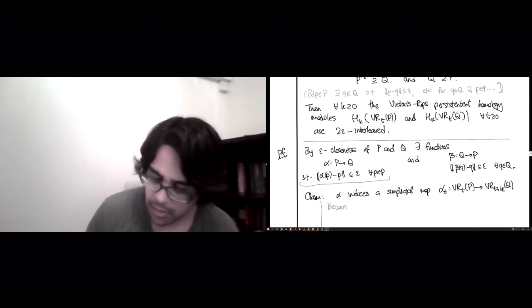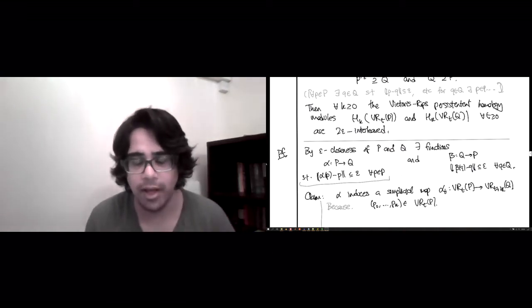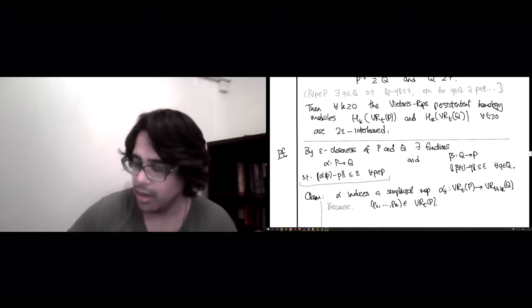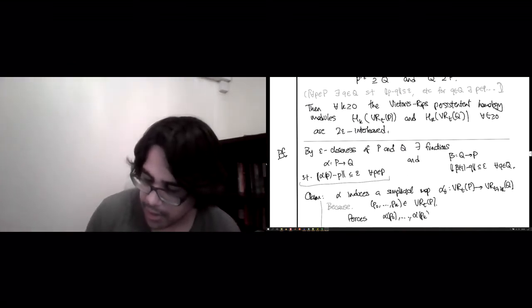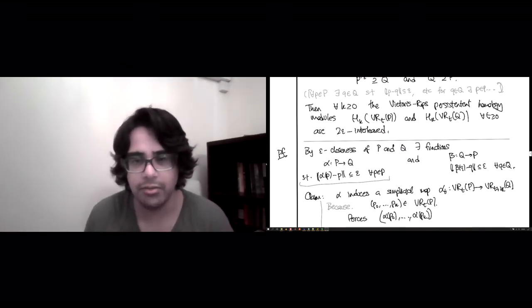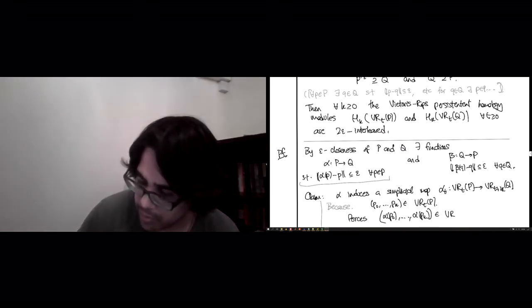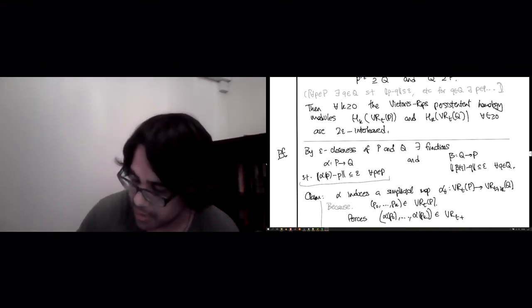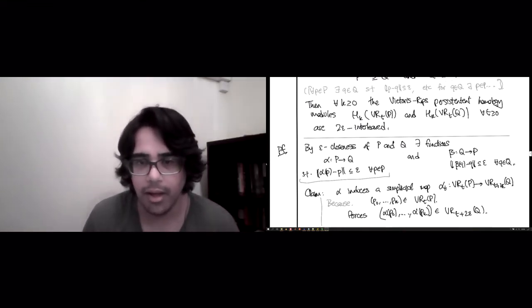This is because if you took a simplex P0 through PK in VRt of P, that means if you took any two of these k plus 1 points, P0 through PK, and you measured their distance, that will be no more than t. But that means that if you take alpha of P0 through alpha of PK, by the triangle inequality, each alpha image of a P is within epsilon of that P, and any two P's are within t of each other. So the alpha images must be within 2 epsilon of each other. So this is silly triangle inequality nonsense. So they lie in VR t plus 2 epsilon of Q. So this is the reason alpha t is a simplicial map.